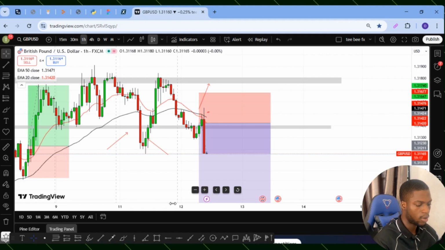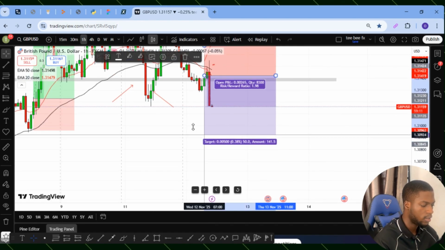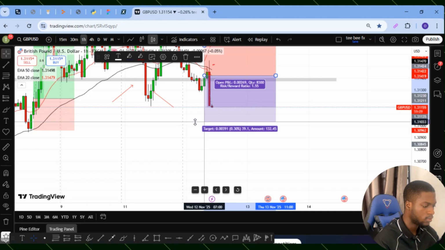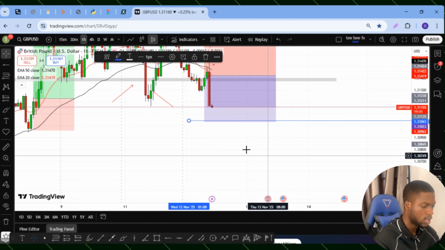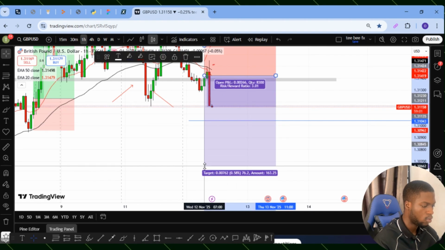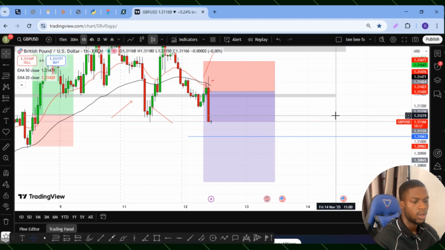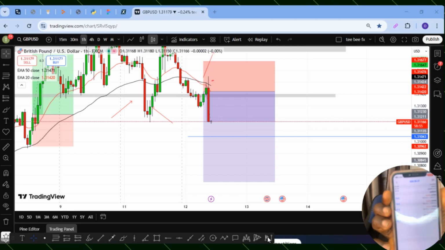So currently I'm already running 1 to 1, so I will close some position at 1 to 1.5, which is somewhere around here. Okay, that's 1:1.5, so that's where I'm closing partial profit. Then I'll hold the rest till 1:3. So let me show you guys. You can see.